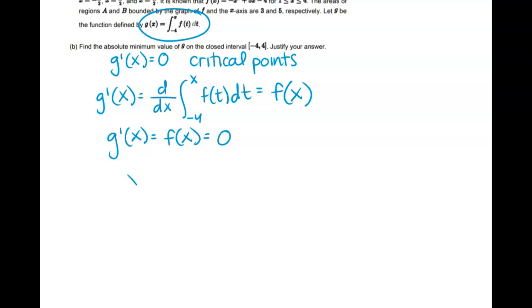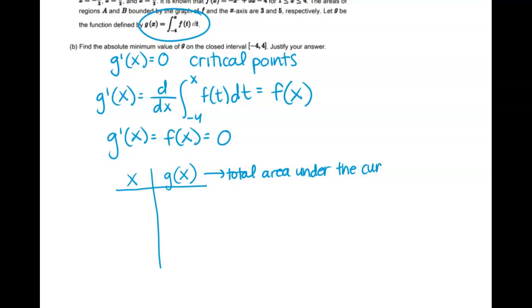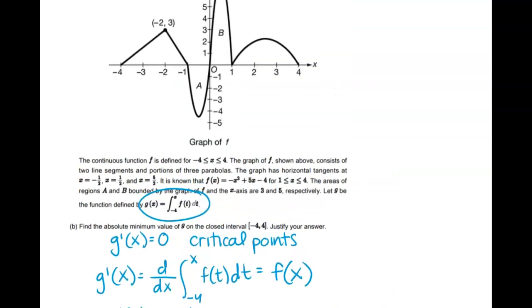We'll make a little table. And again, we're looking for G of x in here. It's not G prime of x, it's not f of x. We're looking for the values. And now technically G of x is the total area under the curve at that point. So where is f of x 0?